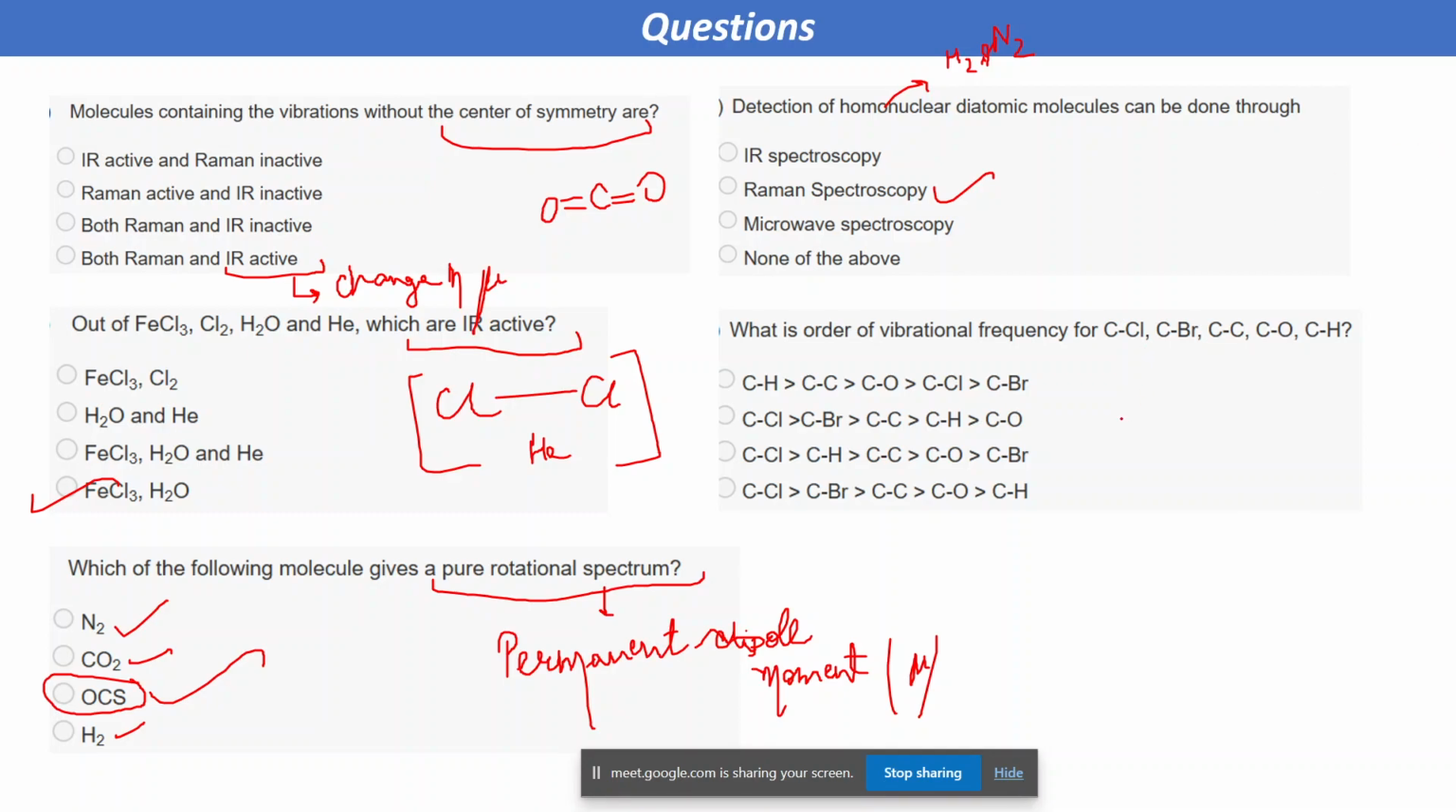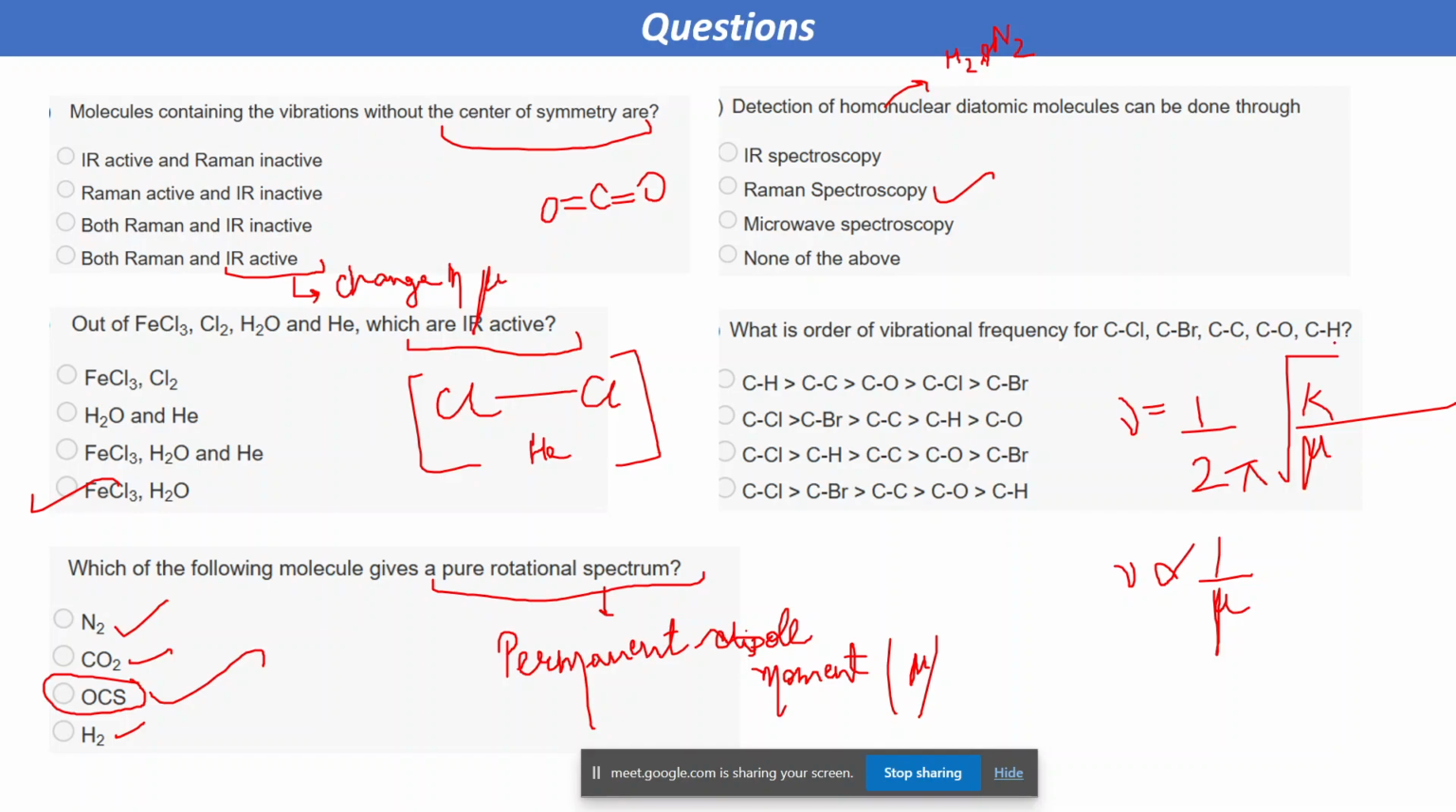We discussed this formula, I guess. Nu is equal to 1 upon 2 pi under root k upon mu. And what is mu? Reduced mass. So mu is m1 m2 upon m1 plus m2. So from this, the stretching frequency is inversely proportional to the reduced mass.